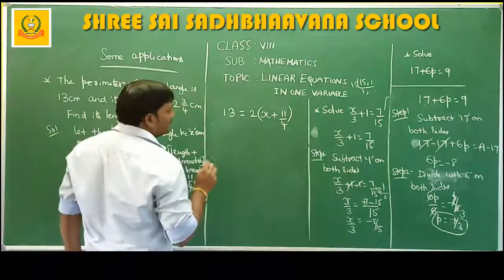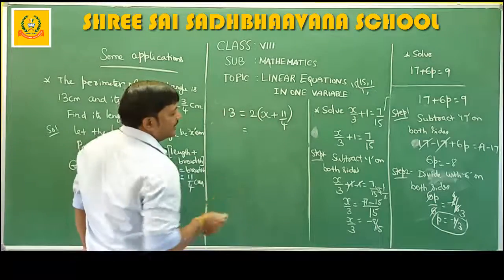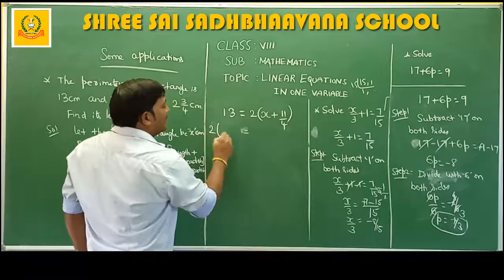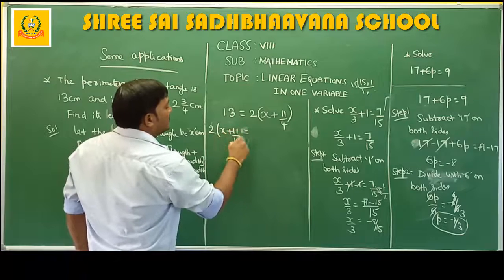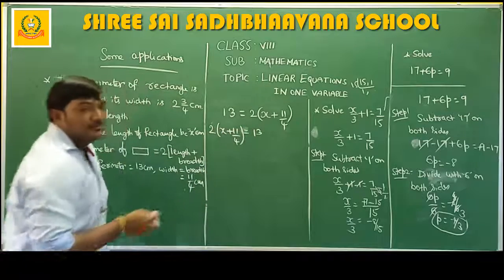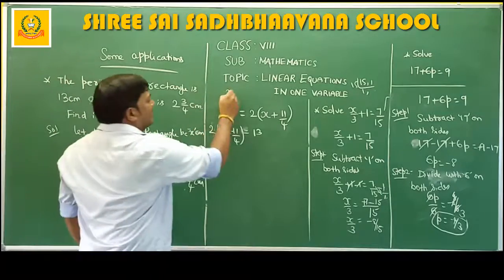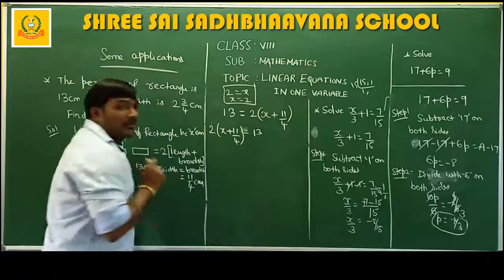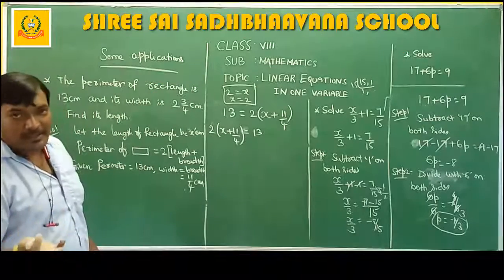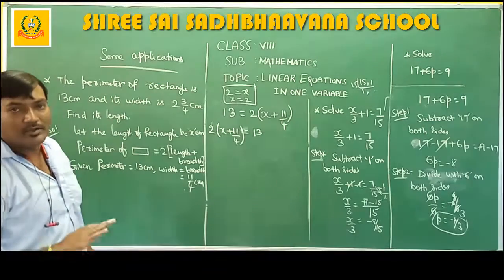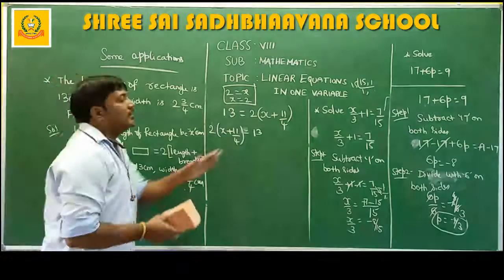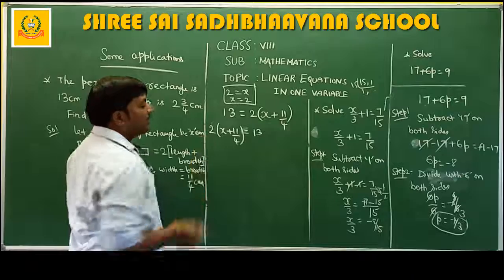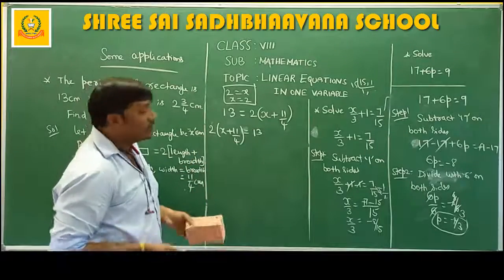Just remember, for your convenience I'll interchange the positions so it will be easy. We can write 2 is equal to x, the same as x is equal to 2. Remember, don't get confused with this. If you write 2 is equal to x, that is the same as x is equal to 2. There is nothing wrong in that. So I just shifted this here so that it will be easy to understand. So 2 into (x plus 11 by 4) is equal to 13. We can also write it like that.